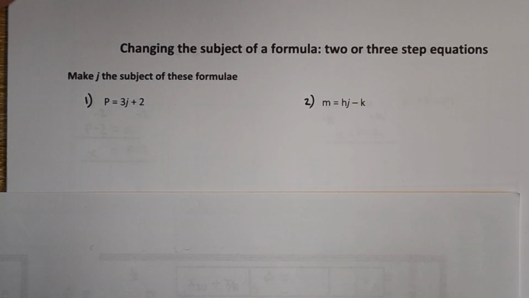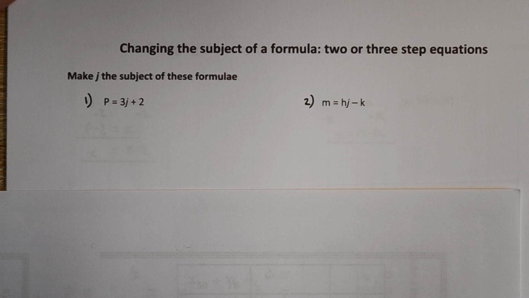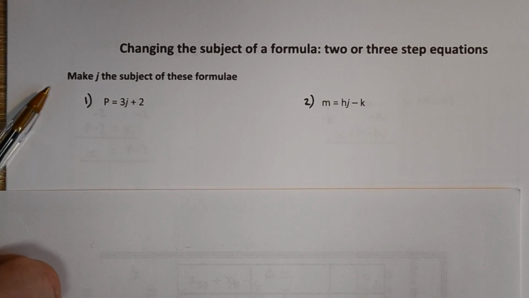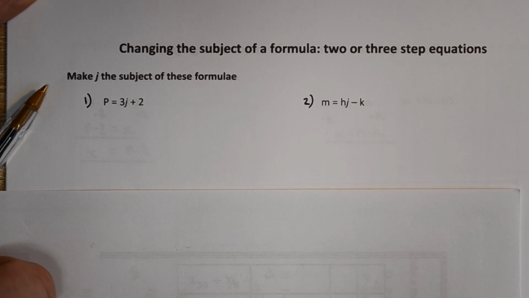In these examples, we're going to look at changing the subject of a formula when the formula is slightly more involved, when there's maybe 2 or 3 steps. And you can see here we're asked to make J the subject of the formula, so we're asked to put J on its own on one side of the equals sign.